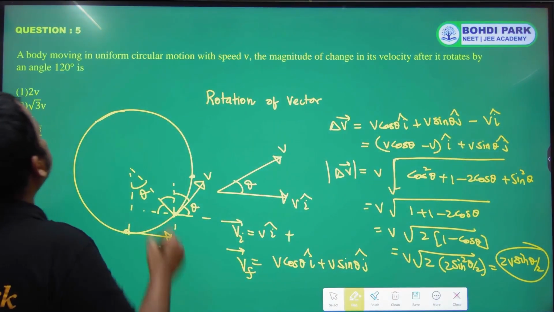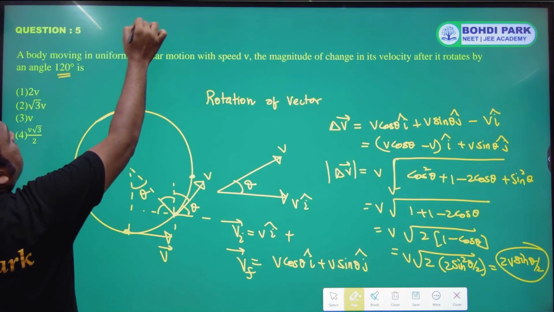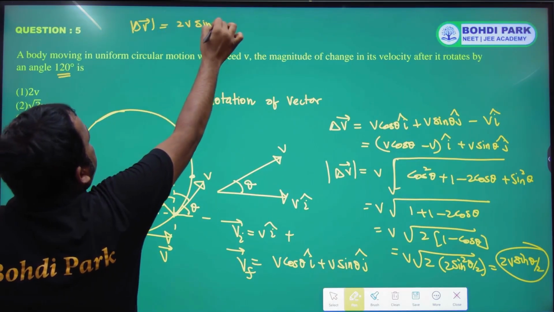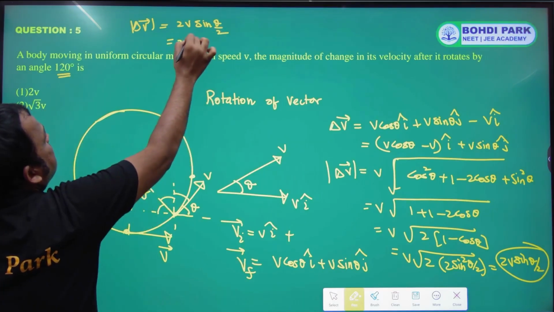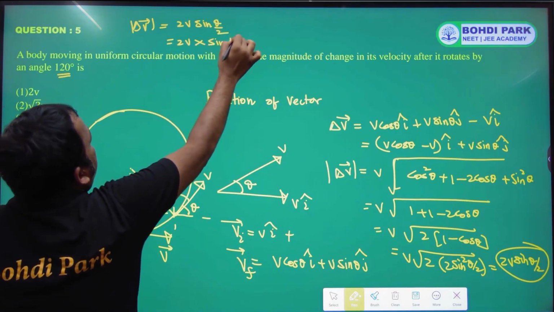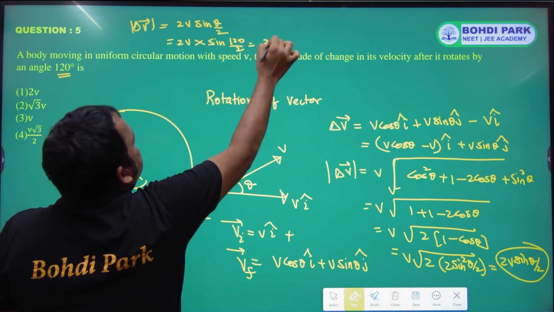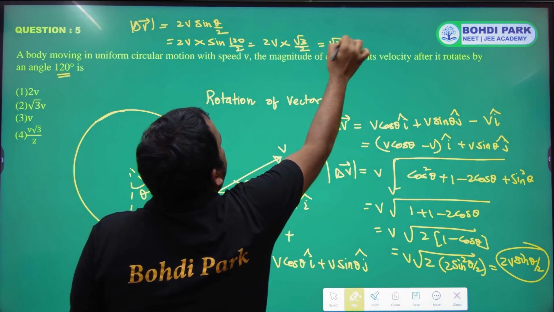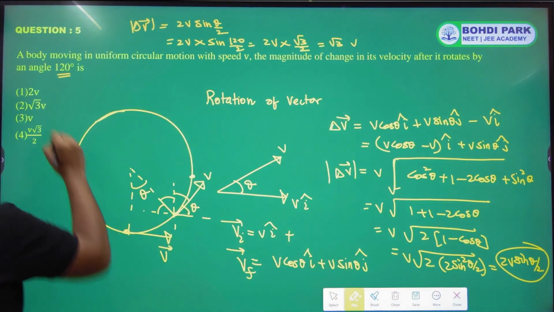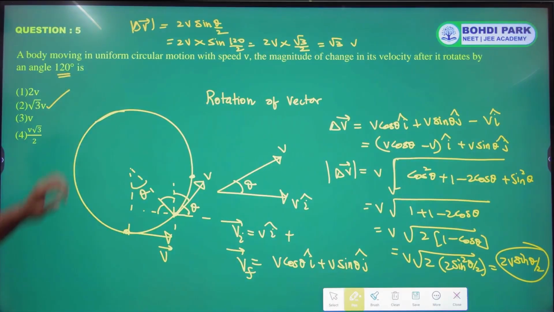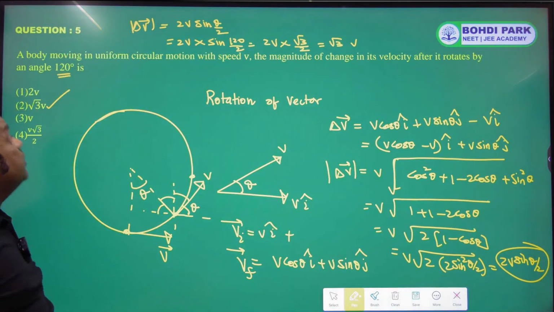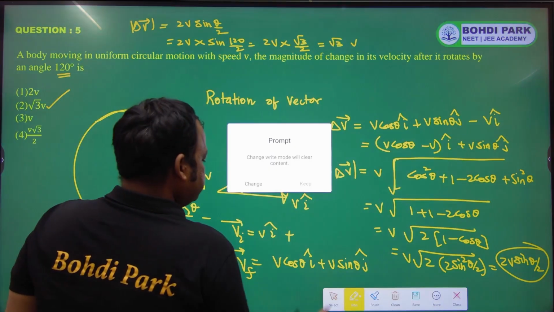So we have given theta is equal to 120 degree. So magnitude of change in velocity is 2v sin theta by 2. So this is 2v into sin 120 by 2. So sin 60, which is root 3 by 2. So v root 3. Answer is v root 3. So second option. So this is the formula, 2v sin theta by 2. Now finish. Now next question.